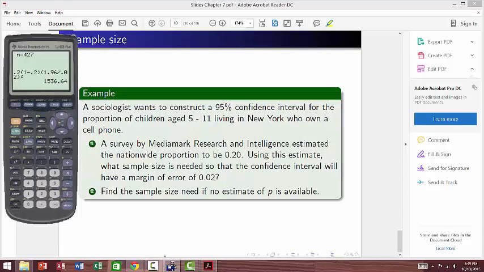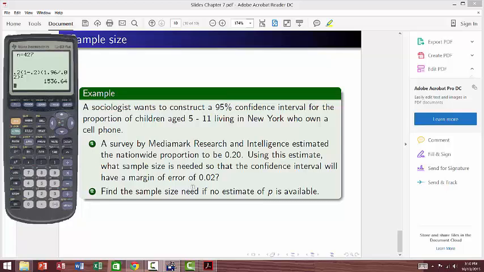Okay, so if this sociologist wanted to satisfy these conditions, a 95% confidence interval with a margin of error of 0.02, he or she needs to sample 1,537 children. This decimal part right here, 0.64, tells you to round it up. All right, so that's how many children he needs to survey.